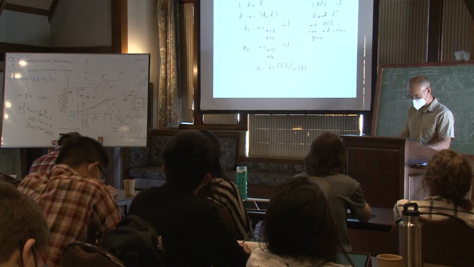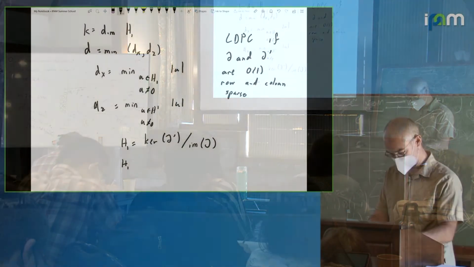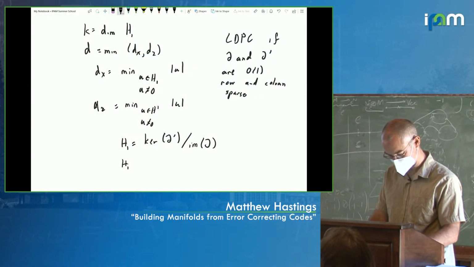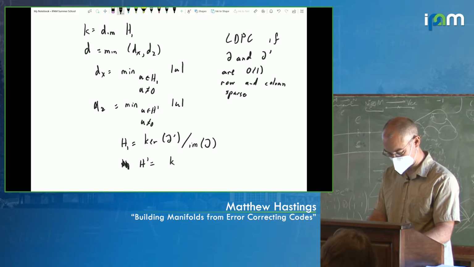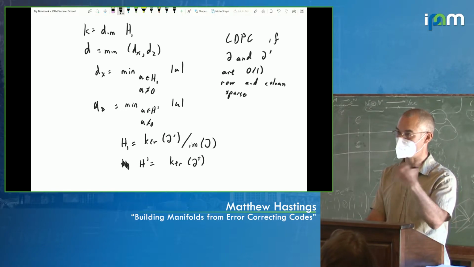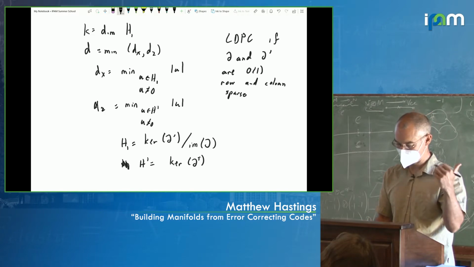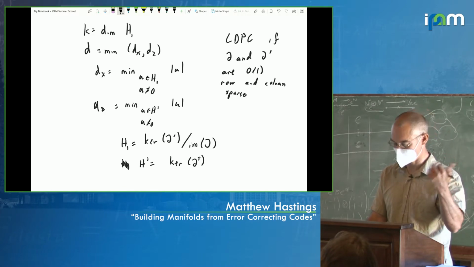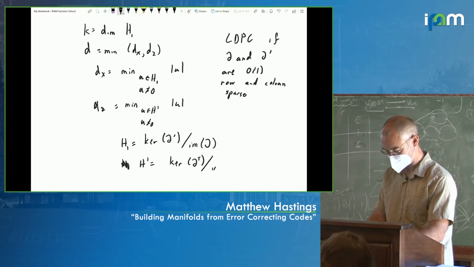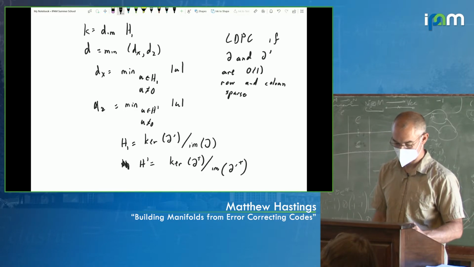And then conversely, H1 is the vectors that are in the kernel of the transpose of grad. So the ones that, if you don't violate any of the other kind of checks, modulo the ones that are in the image of the transpose of grad prime. Like that.